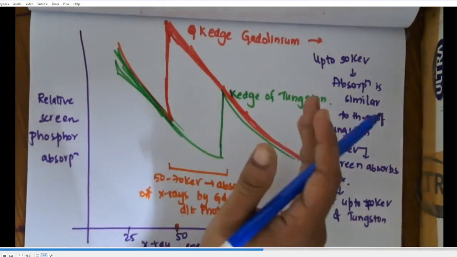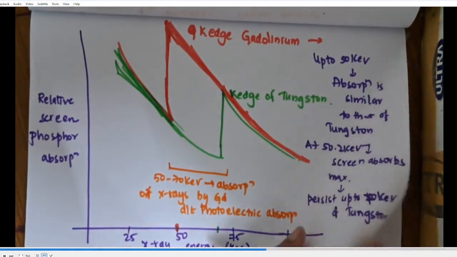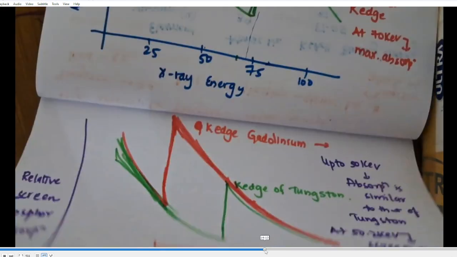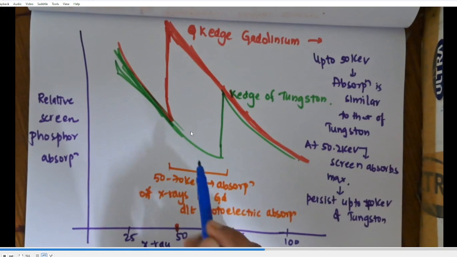So if you see in diagnostic radiology, a large percentage of the X-ray beam will have an energy less than 50 kilo electron volts. As a result, though gadolinium can absorb energies between 50 to 70 kilo electron volts, in our diagnostic radiology, when the radiation energy is less than 50 kilo electron volts, this is not that useful. This gadolinium advantage is less.